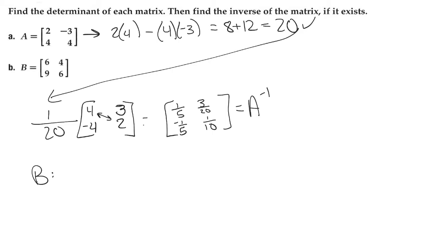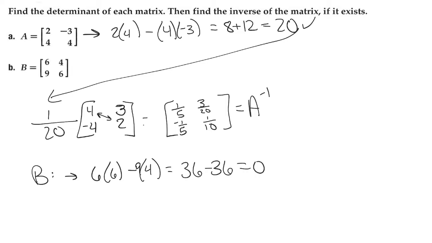First step, doing the determinant. So 6 times 6 minus 9 times 4, 36 minus 36, well that's 0. So no inverse. That means it's singular.